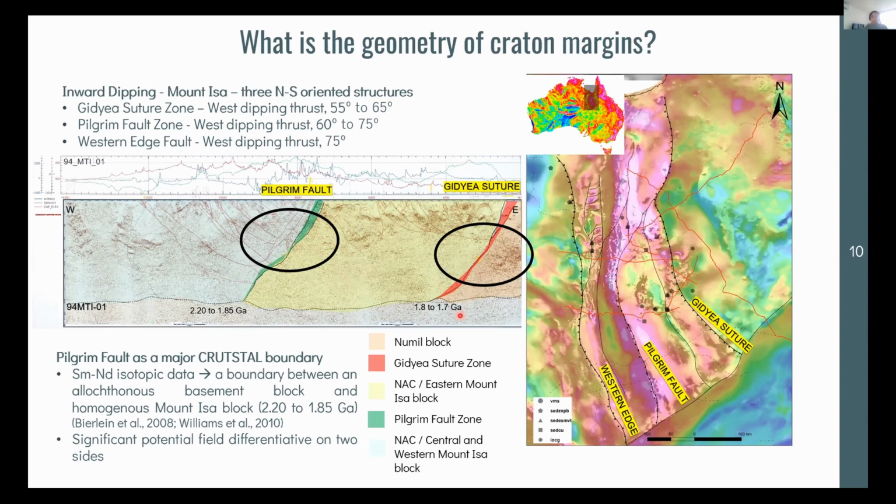Both of these structures are the location of an intense gradient in potential field data, and they show the known signature for sutures. In our interpretation, we are fairly sure that Pilgrim Fault is a major crustal boundary. Also, in other papers it has been shown that it has a different isotopic signature on both sides, and it seems to be where two different basement blocks collided with each other.